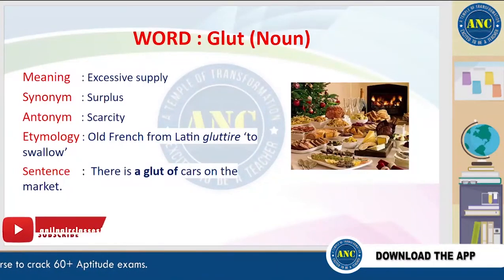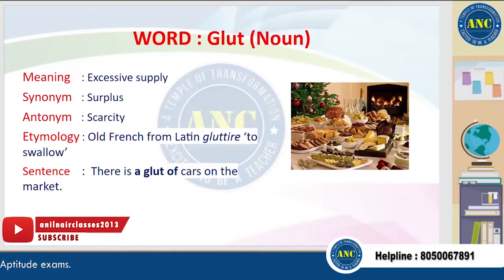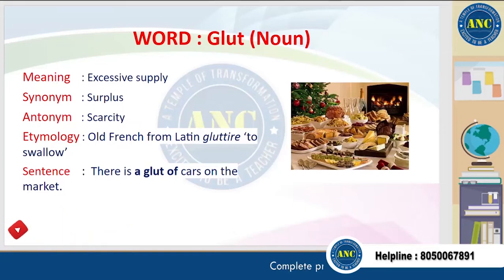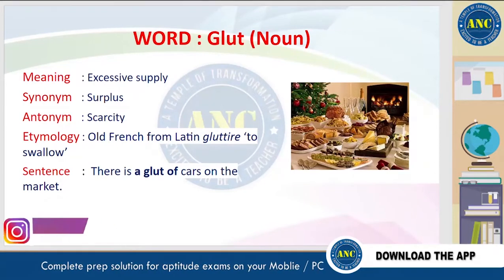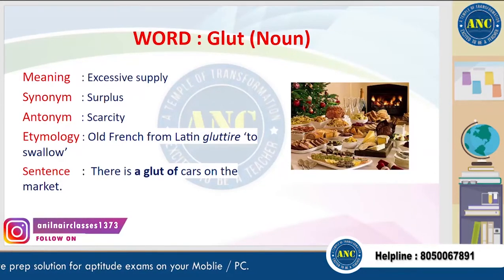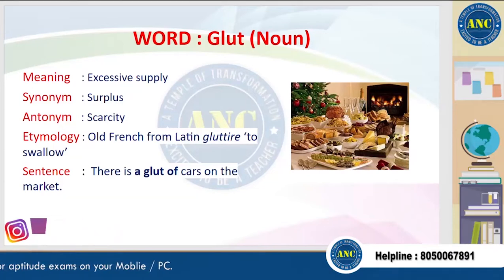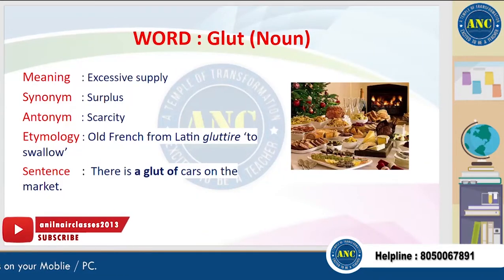Glut. Glut is a noun which means excessive supply. A synonym for this word is surplus and an antonym is scarcity. It is derived from an old French word which means to swallow. A sentence for this word is, there is a glut of cars in the market.